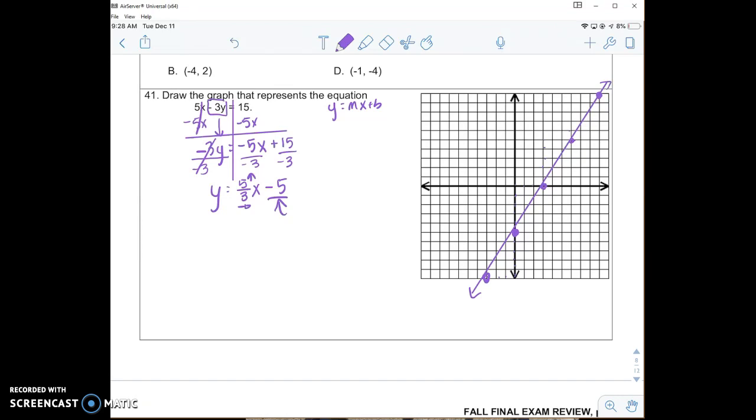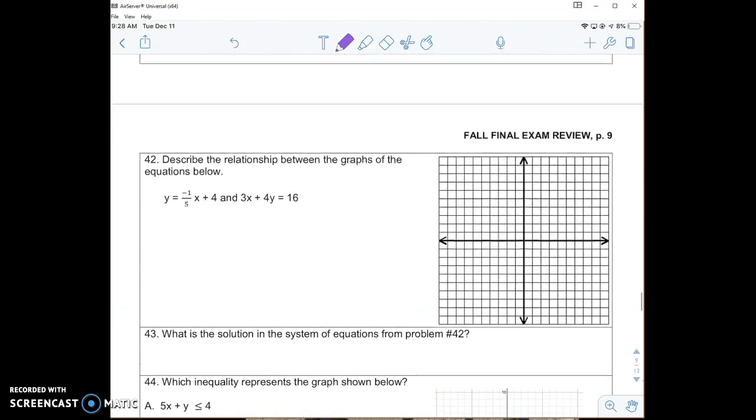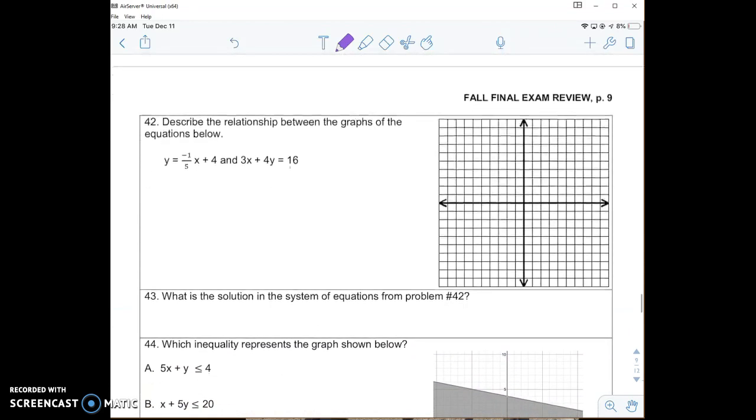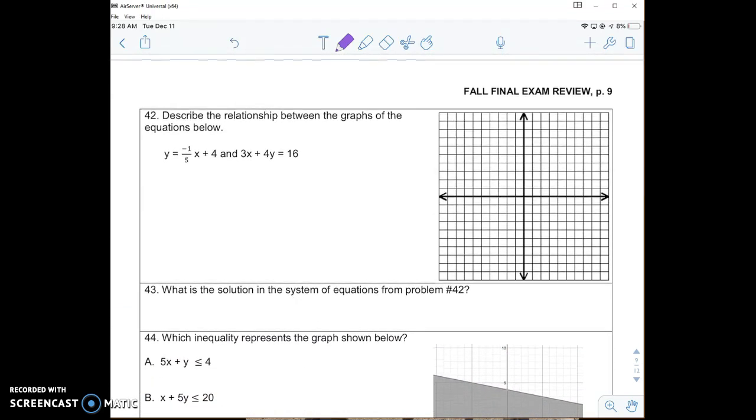Moving on to the next page, number 42. Describe the relationship between the graphs of the equations below. Y equals negative 1/5x plus 4, and 3x plus 4y is equal to 16. I'm going to graph this line first because it's already in slope-intercept form. My y-intercept is 4. My slope is negative 1 over 5, so I'm going down 1 and over 5, in both directions.